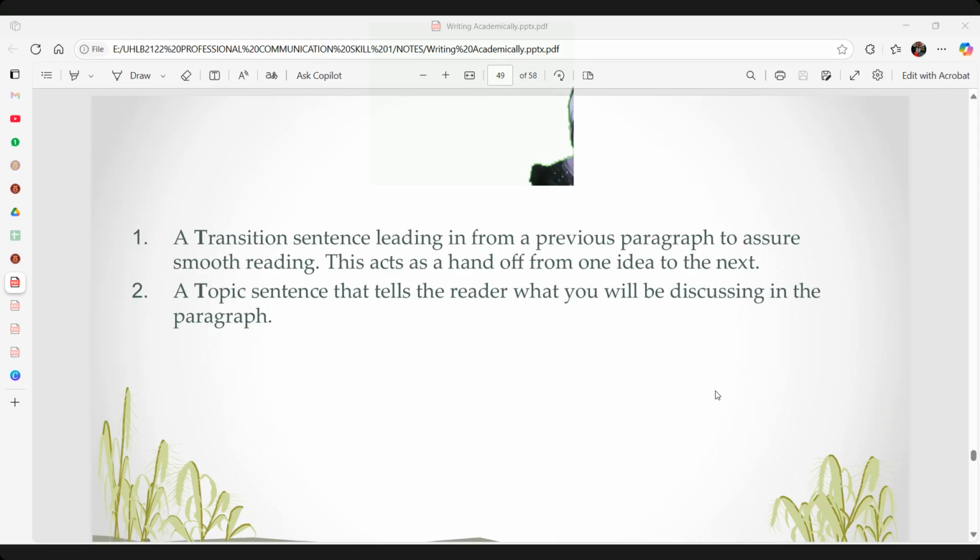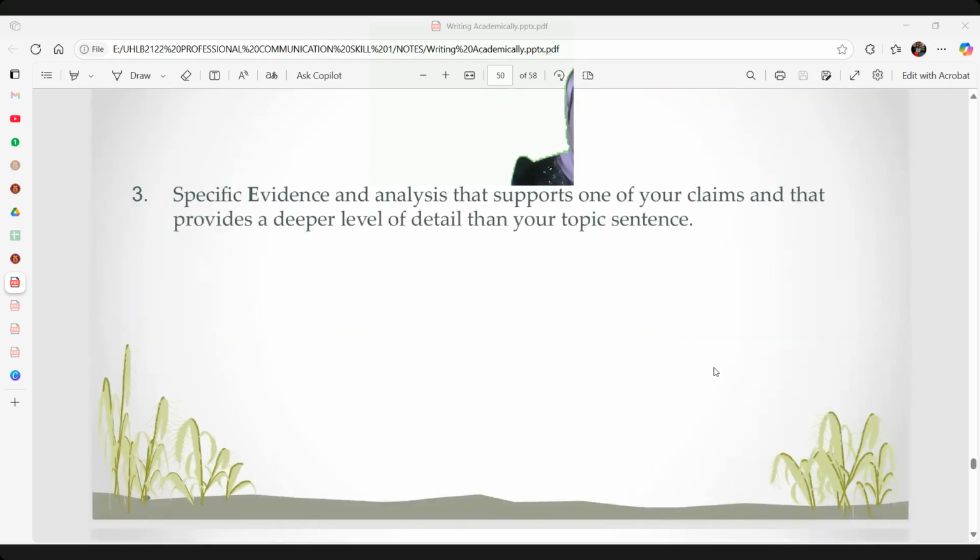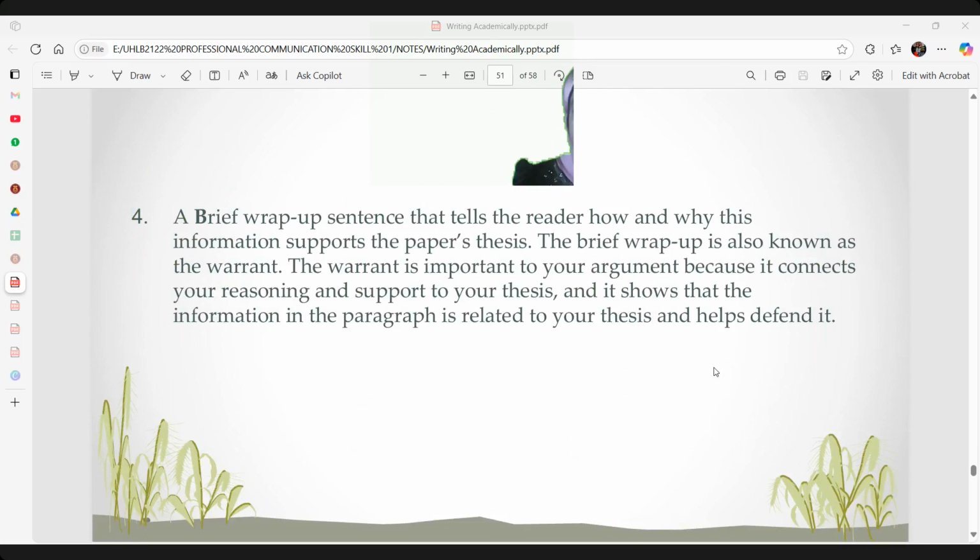Topic sentence, again, we have to talk about the topic sentence. Even though it's the general sentence, it does tell you what the paragraph is about. Evidence and analysis are needed because you want to make your argument or your explanation better and stronger. Okay. So, brief wrap up.